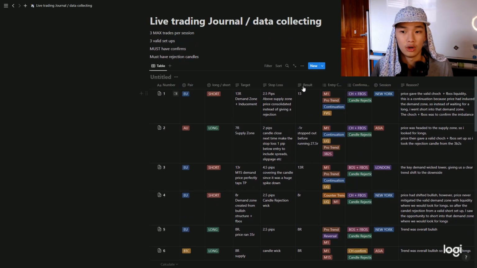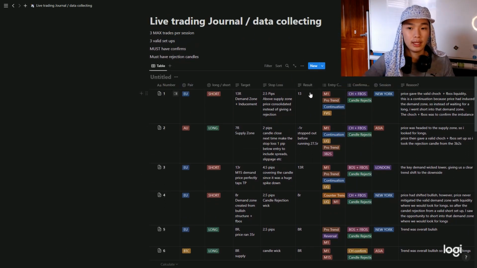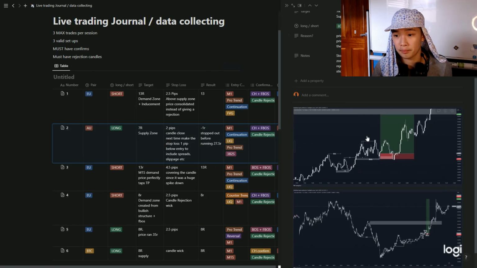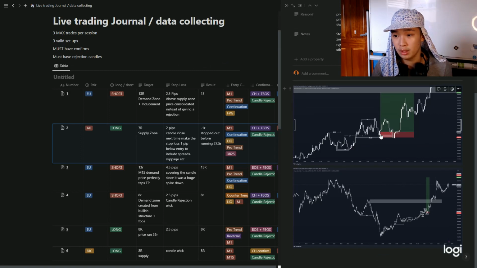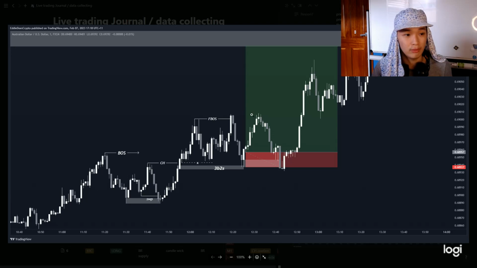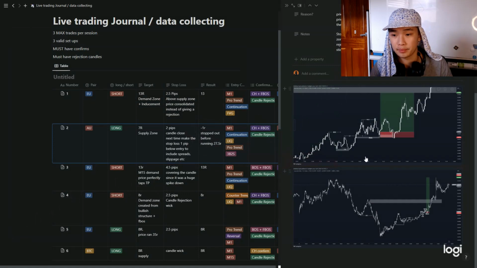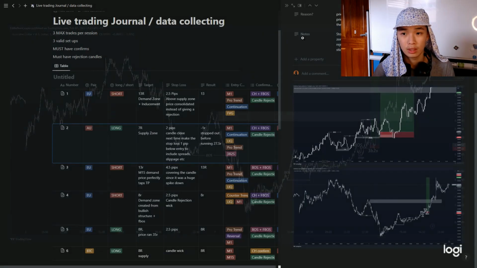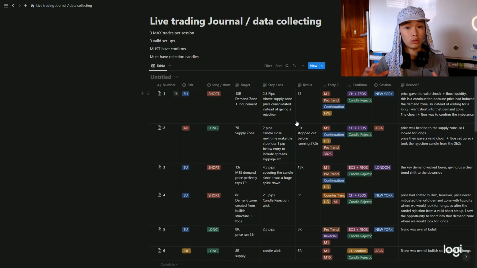So over here was the result. So what actually happened? Did it hit your target? Did it hit your stop loss? What happened? Yeah. So in this case over here, I got stopped out and then it ran to 27R. So yeah, I got stopped out here, hit my plan. It didn't really give me a candle close above, so I didn't move my stop loss to break even. So that's why I got stopped out, and then it ran 27R. So that's the result, yeah.